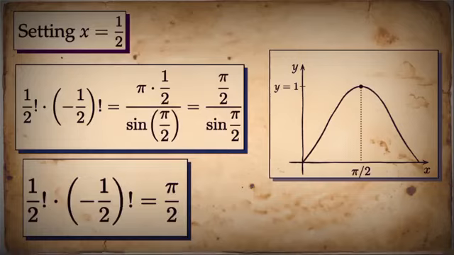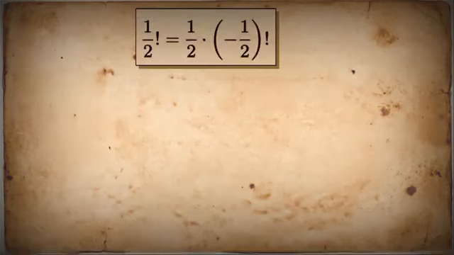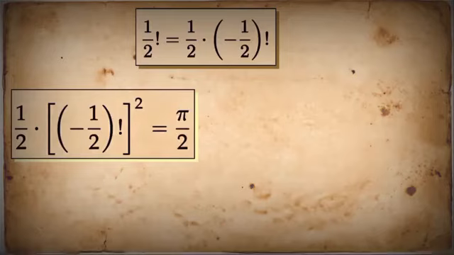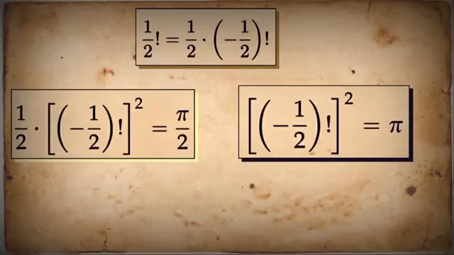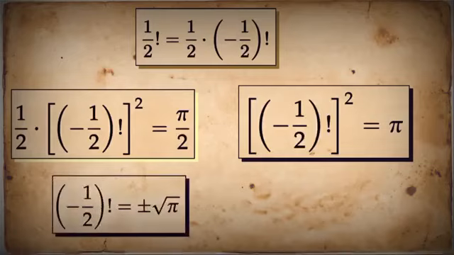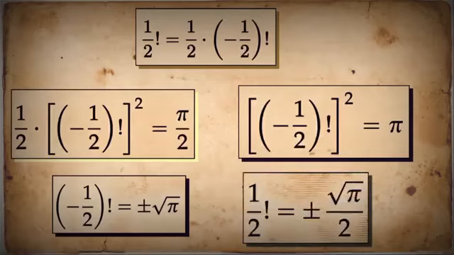We now have two equations involving the same two unknowns. The second equation comes from the recurrence relation established earlier. The factorial of 1/2 equals 1/2 times the factorial of negative 1/2. Substituting the recurrence into the product equation, 1/2 times the factorial of negative 1/2, squared, equals pi over 2. This gives the factorial of negative 1/2 squared equals pi, so the factorial of negative 1/2 equals plus or minus the square root of pi. And from the recurrence, the factorial of 1/2 equals plus or minus the square root of pi over 2. We need to resolve the sign.